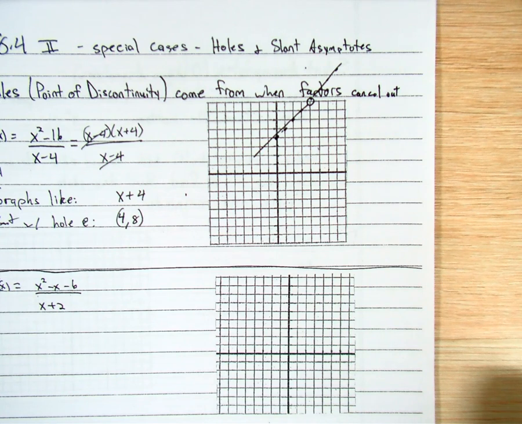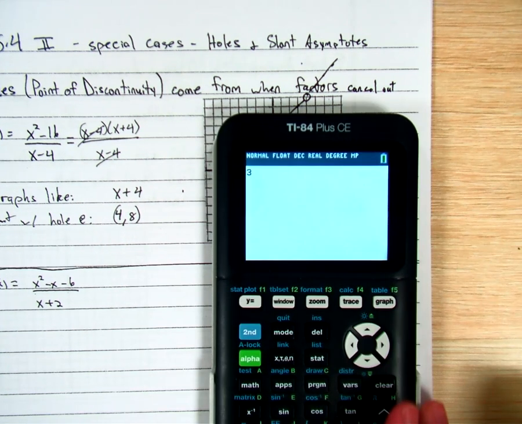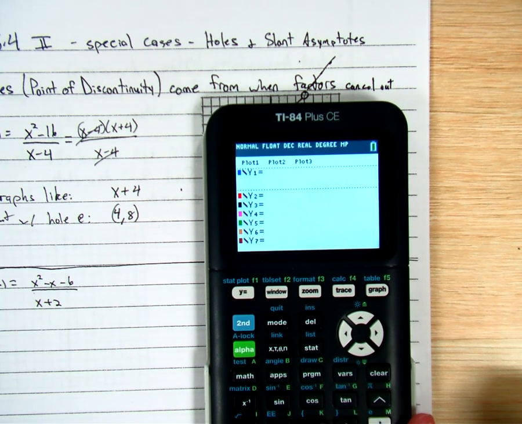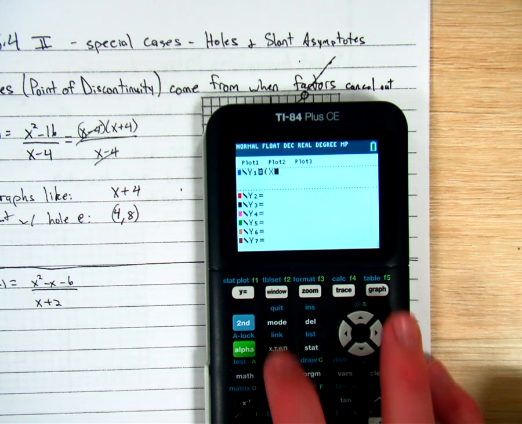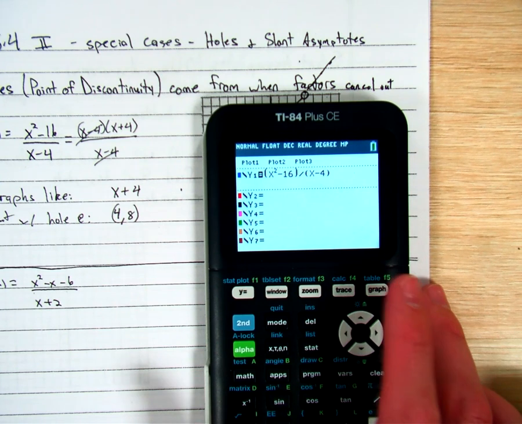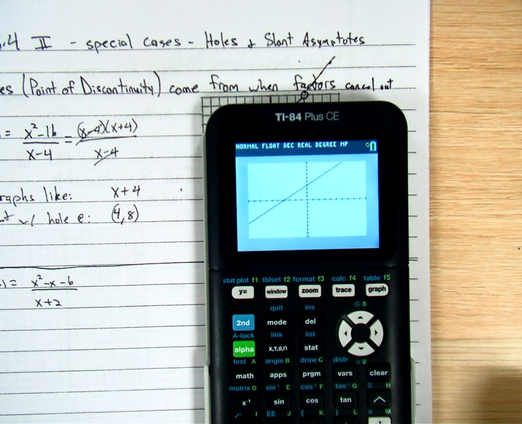Don't believe me? Let's graph. Y equals. Let's go with parentheses method this time. Just like to switch it up back and forth so everybody gets a chance to see theirs. X squared minus 16 on the top, divided by parentheses x minus 4 on the bottom. Ta-da! It looks like a line.